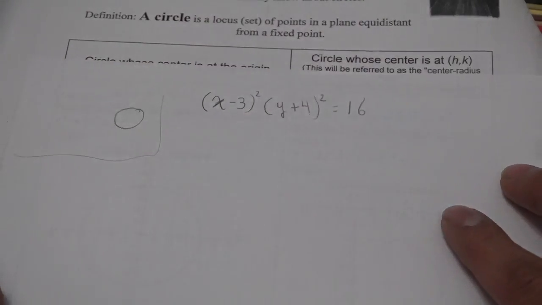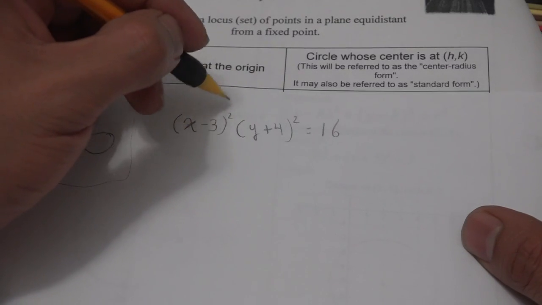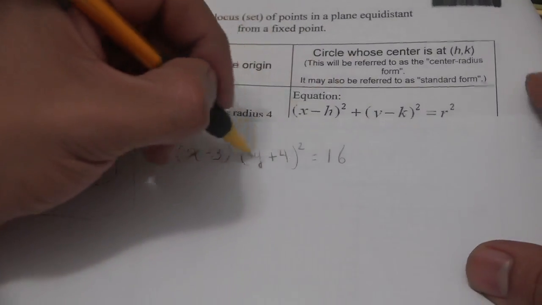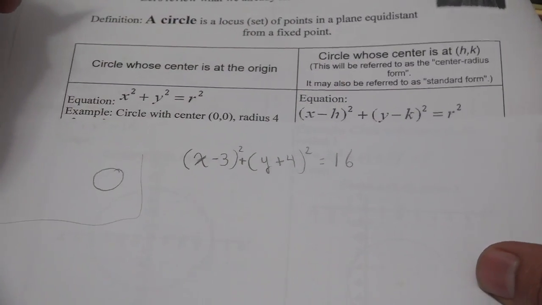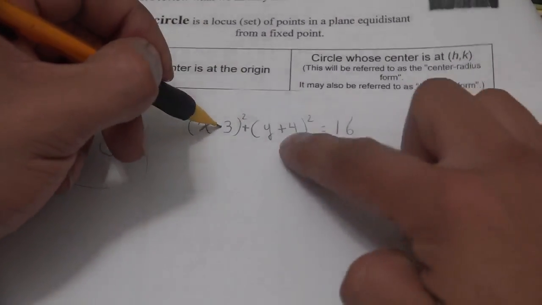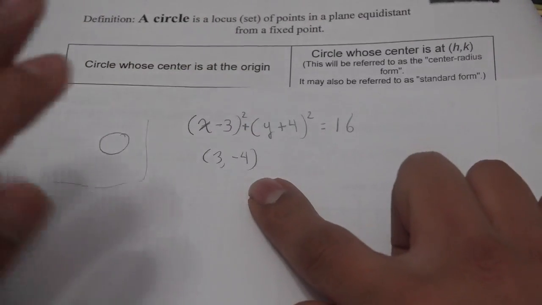If they are asking you, what is the center of this circle? Let's say this is your equation. And they ask you, what is the center of this circle whose equation is x minus 3 squared plus y plus 4 squared? So the center will be the opposite of these numbers. So the center will be 3 comma negative 4. That's the first thing you need to know.